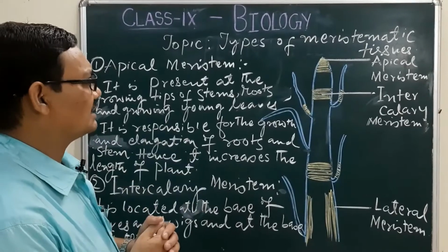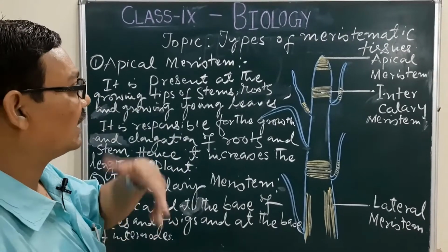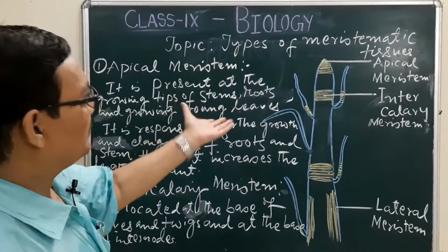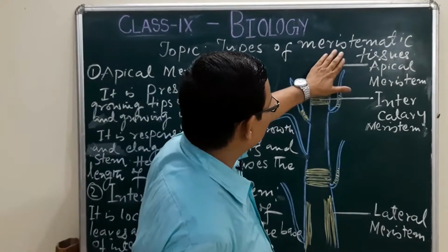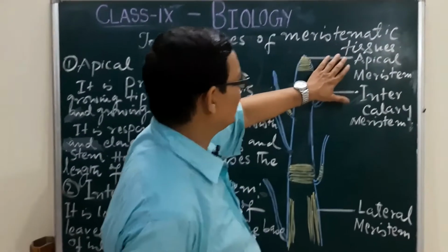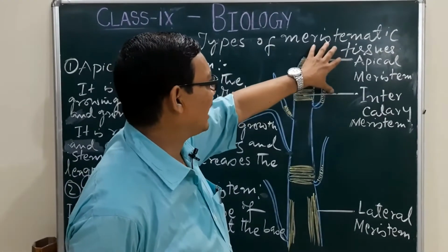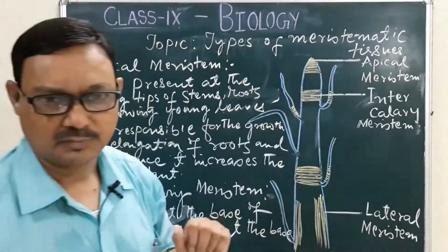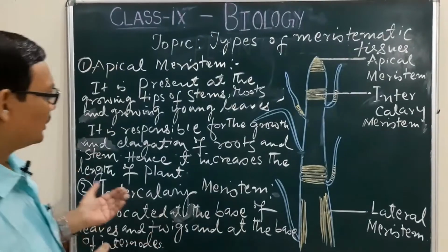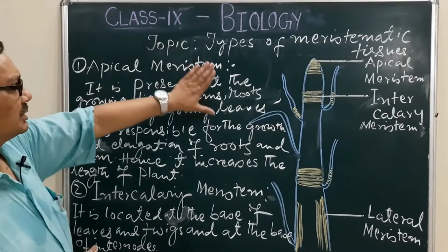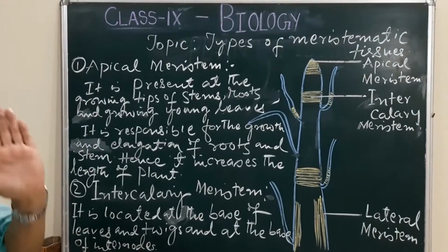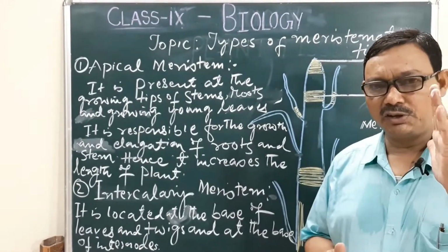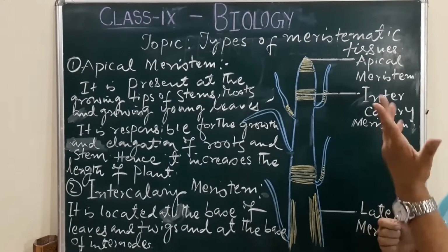The two major classes of plant tissue are meristematic and permanent. In the previous section, we discussed the different characteristic features of the meristematic tissue. Once again, I would like to recap some important points in regard to the meristematic tissue. What are those points which we discussed in our previous class?